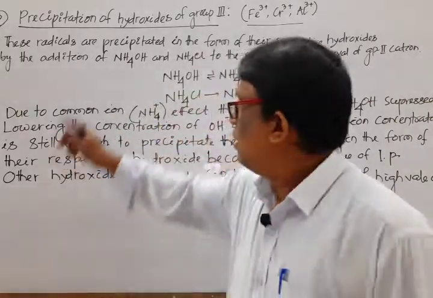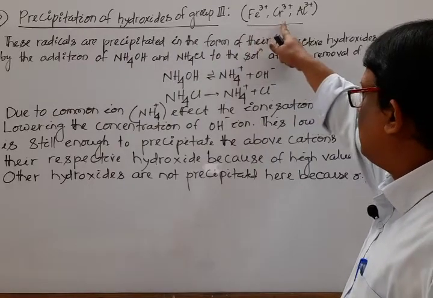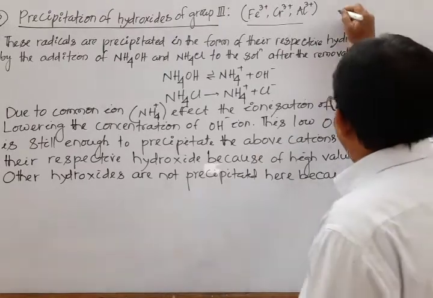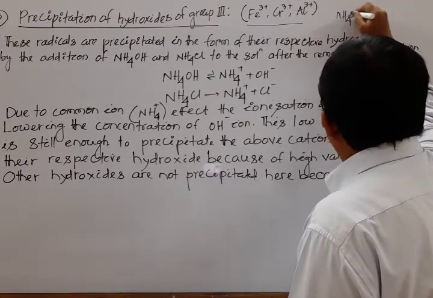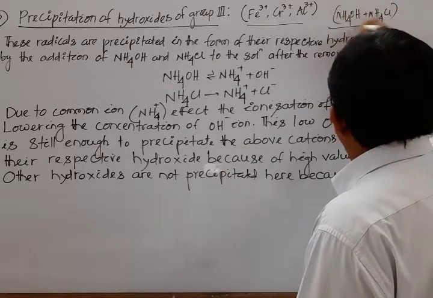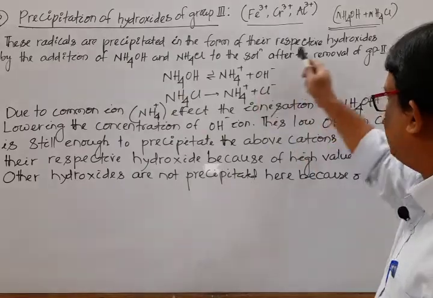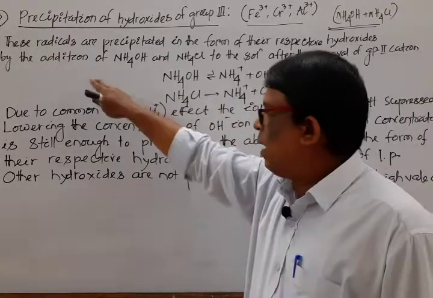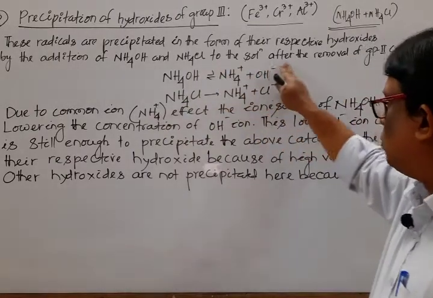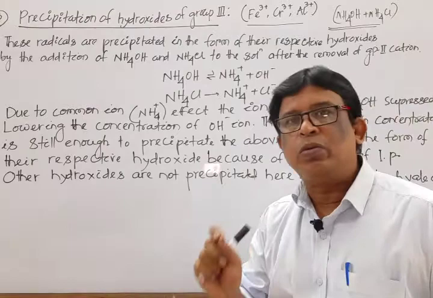Mark that. Precipitation of hydroxides of group 3 ions, that is Fe3+, Cr3+ and Al3+. The group reagent is ammonium hydroxide plus ammonium chloride. This is known as the group reagent. So these radicals are precipitated in the form of their respective hydroxides by the addition of ammonium hydroxide and ammonium chloride to the solution after the removal of group 1 and group 2 cations.